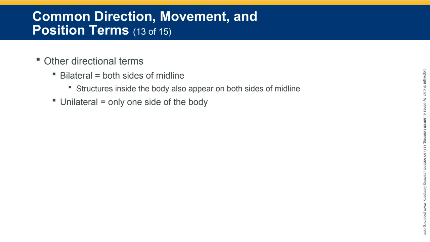Now, other directional terms. Bilateral means both sides of the midline. Structures inside the body also appear on both sides of the midline. Unilateral means only one side of the body. Lungs are bilateral, kidneys are bilateral. Unilateral: the stomach, the spleen is on one side, the liver is on one side.